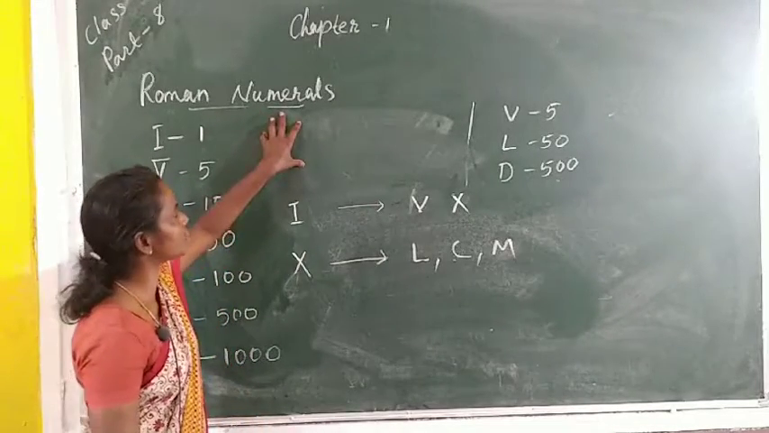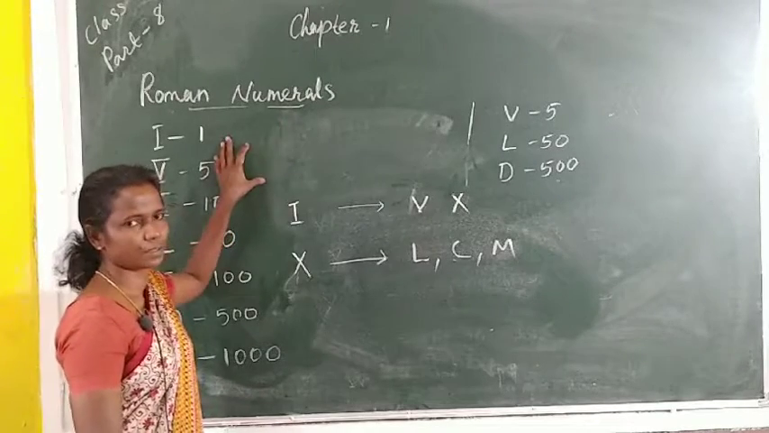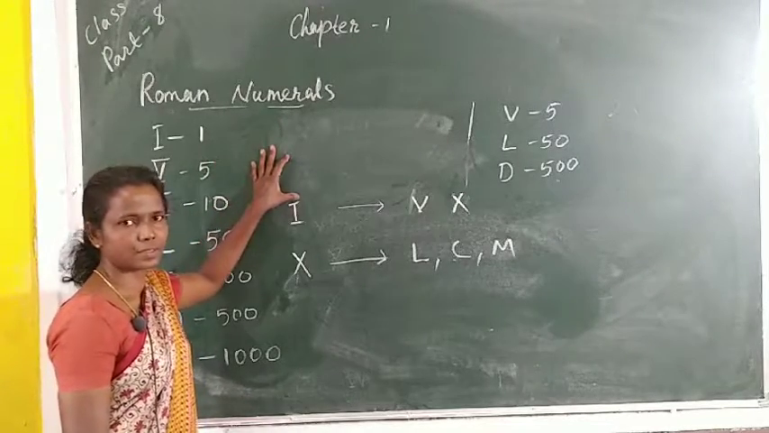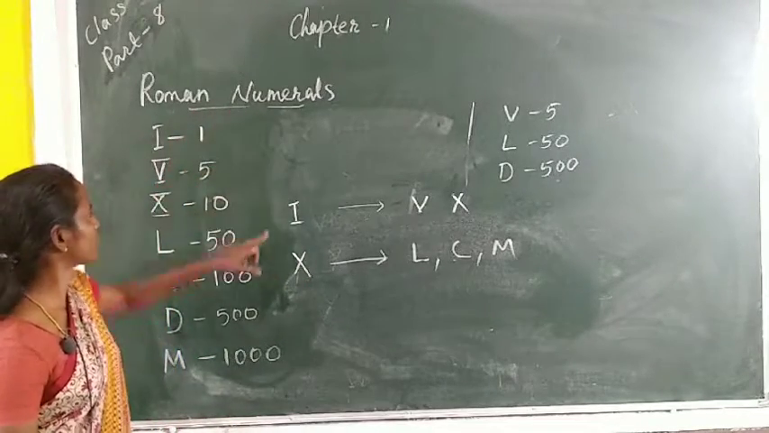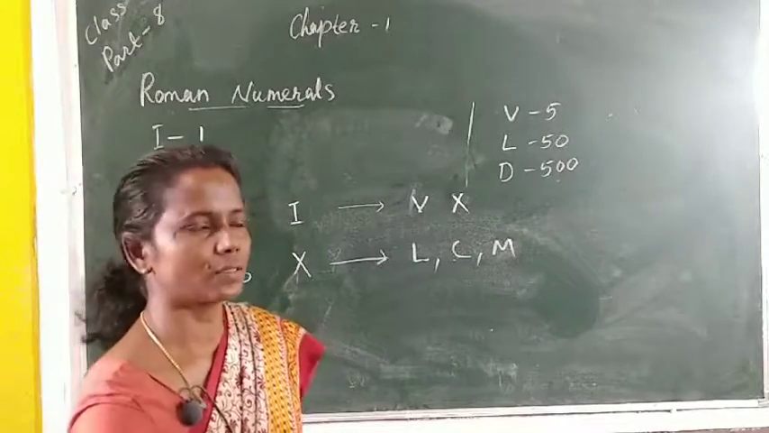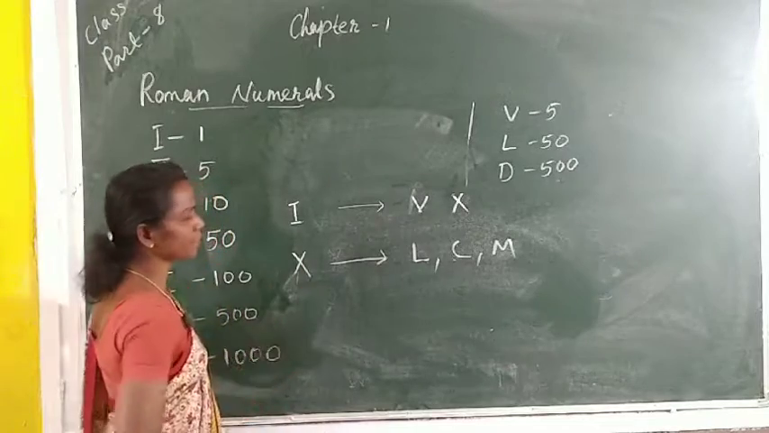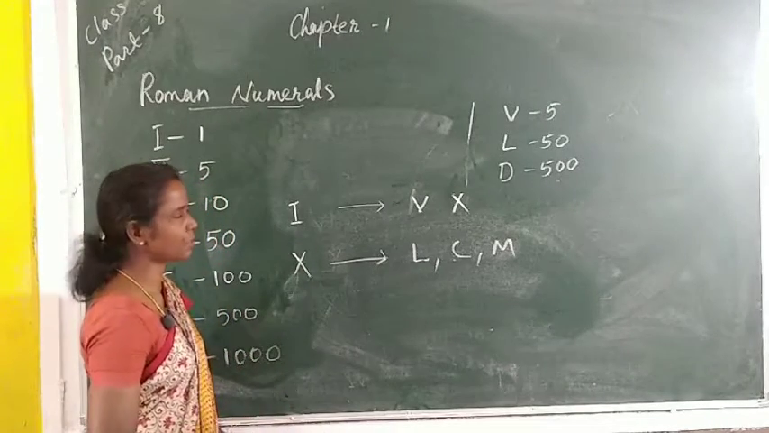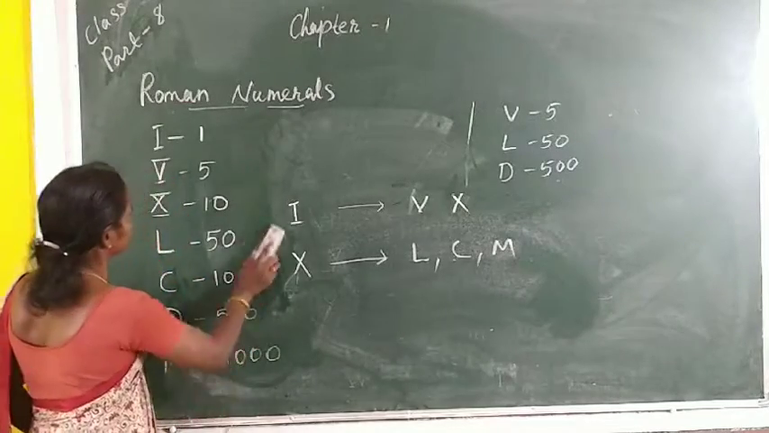According to these rules we can write other Roman numerals. We know that in Roman numerals there are 7 basic symbols, and using the symbols according to the rules we can write other Roman numbers. Is it clear?